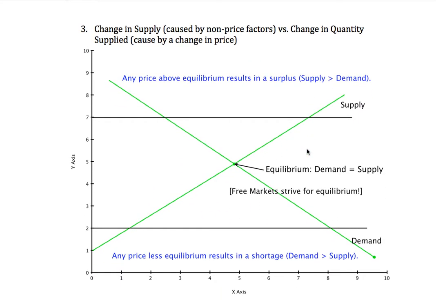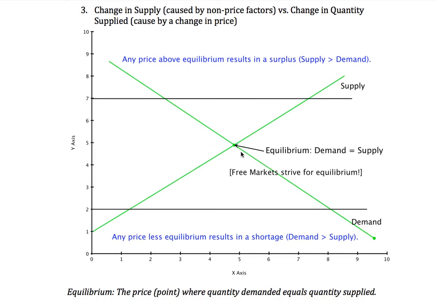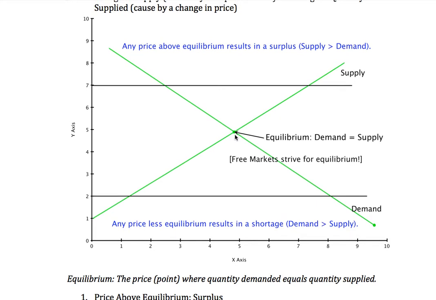So let's look here at a change in supply versus a change in quantity supplied. I want to go through this. We know what equilibrium is, okay? Equilibrium is nothing more than demand equals supply. At this particular point, it looks like we have 5 and 5. So when we have an equilibrium where demand is equal to supply, you might say we have a meeting of the minds. And all markets, as indicated here in the graph, strive for equilibrium.